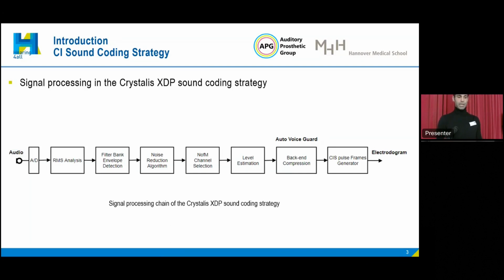And after that, we have a noise reduction algorithm and the so-called N-of-M channel selection, which defines that instead of having all 20 electrodes, for example, be active, N out of these 20 are active in each frame. After that, we have another level estimation, and the output of that is fed into the backend compressor, which in this CI sound coding strategy is called Auto Voice Guard. The output of this compression system goes to the block which generates the pulses, and the pattern of these electrical pulses is called an electrodogram.